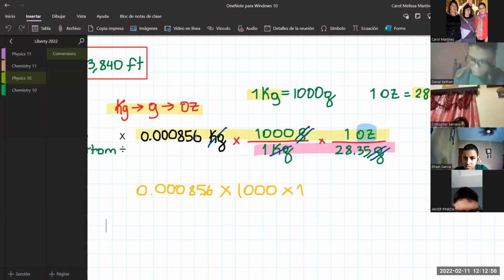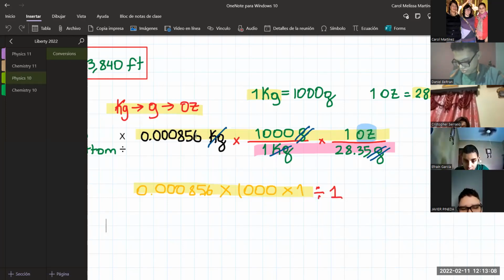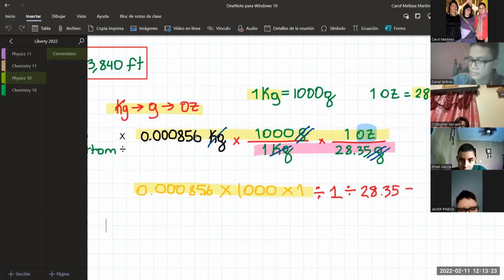We finish the first part. Then we continue with the bottom. Okay? I will divide by 1. And I'm also going to divide the other number. Divided by 28.35. This is everything that is in the bottom. Remember, everything in the top multiplies, everything below divides.